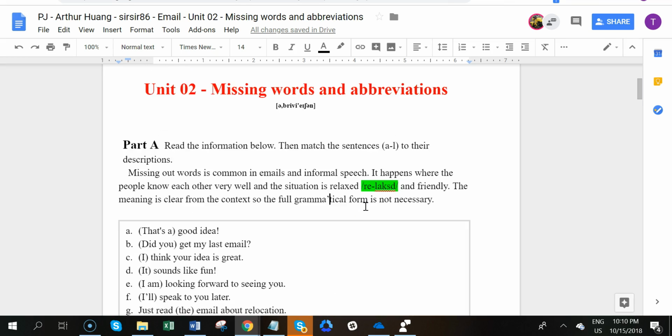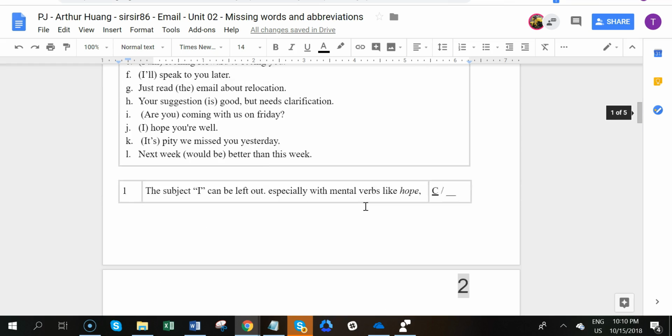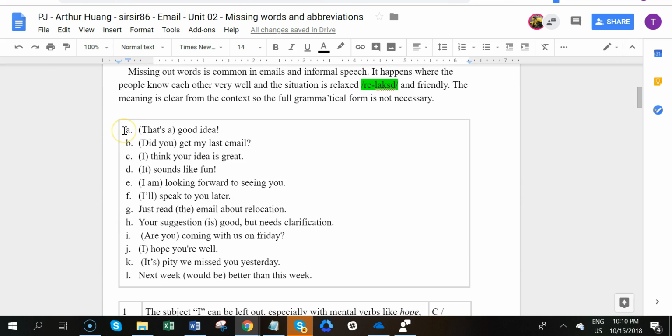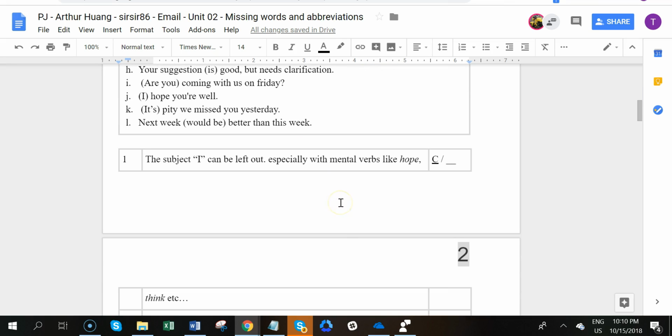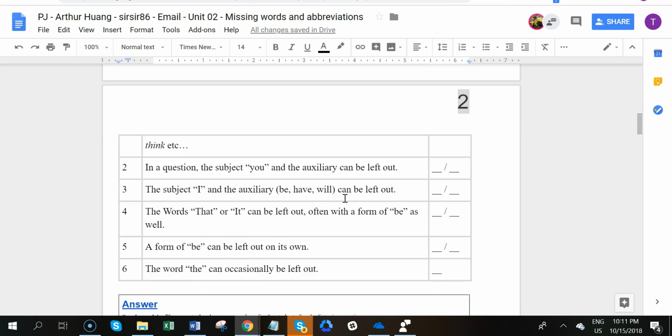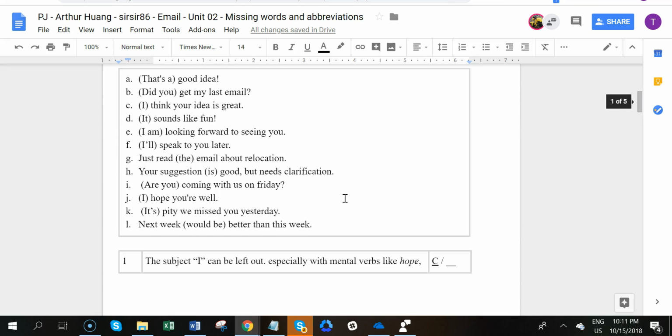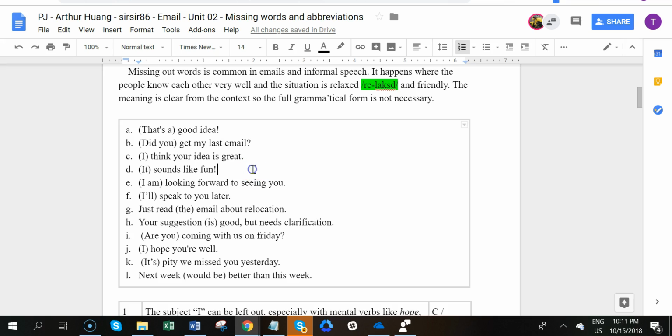Yes. Okay. So there's two tables here, and the first table, this is the choices, and the second table, this is where we are going to answer and choose the letter from the first table. Okay, can you read the letter A? That's a good idea.